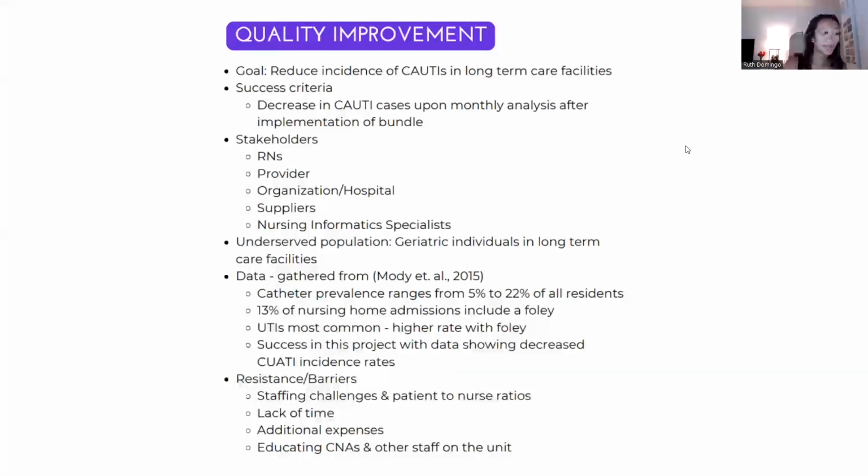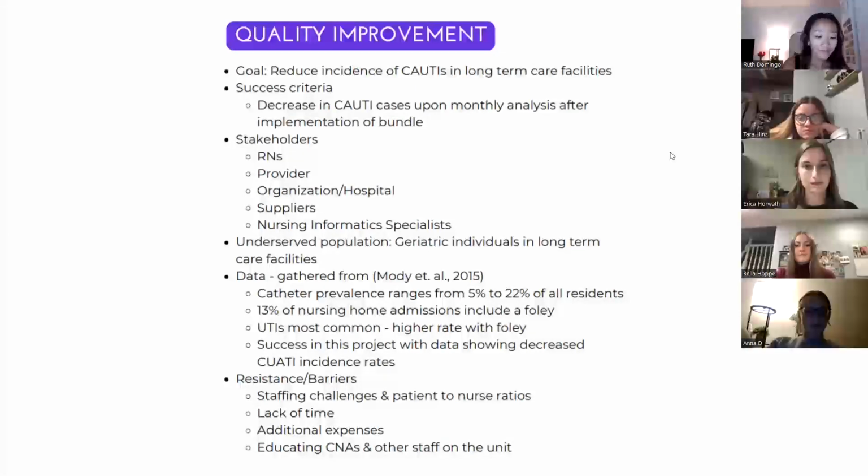Just a summary of our quality improvement. The goal of our project is to reduce the incidence of CAUTIs in long-term care facilities, and we said that success can be measured through monthly evaluations of units and seeing if there was a decrease in CAUTI cases after the implementation of the bundle.